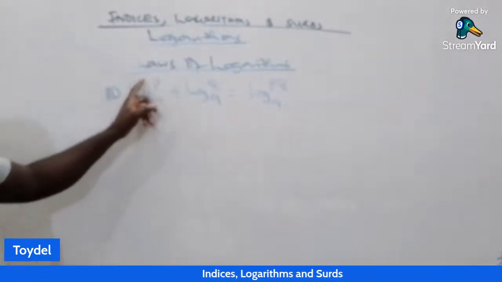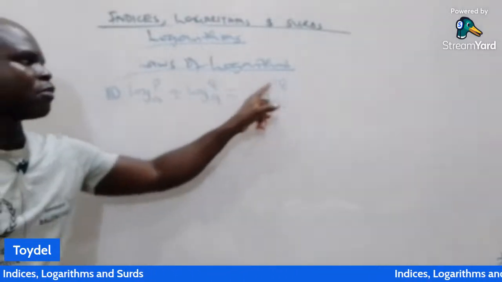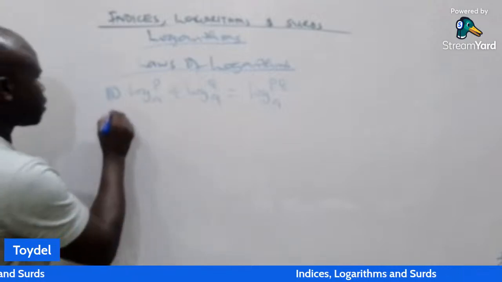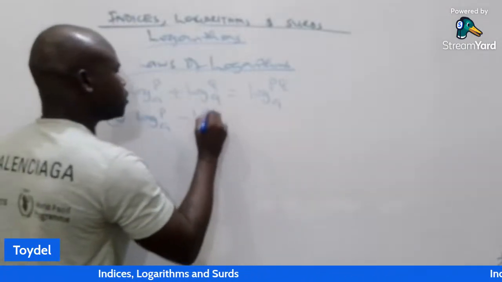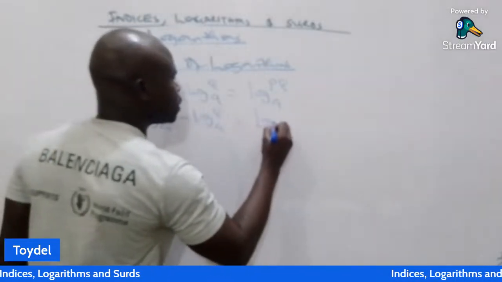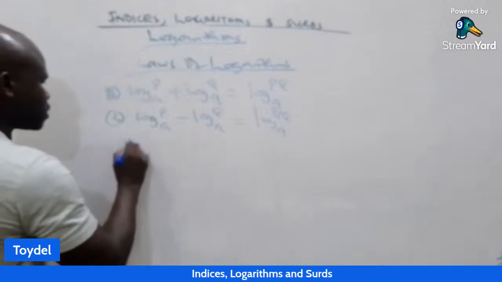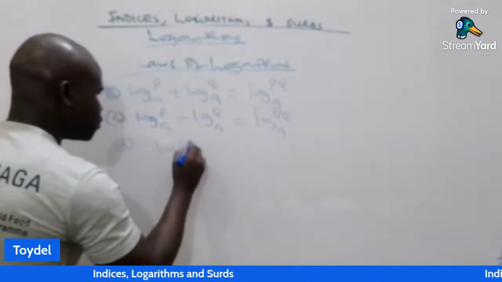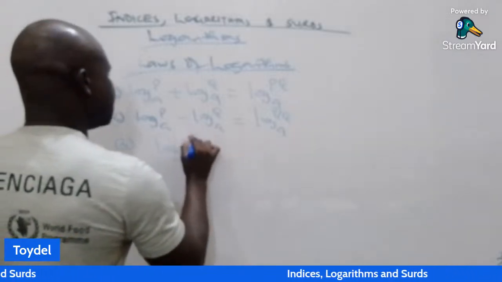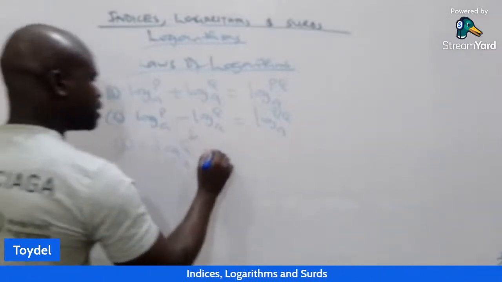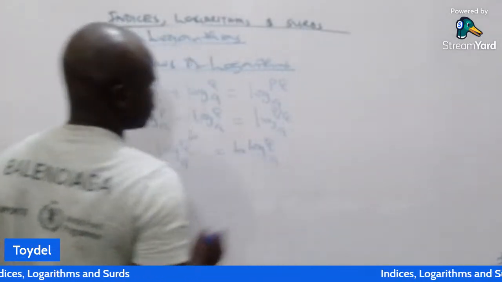That is, if you have log p and log q and the operator sign is addition, you can multiply. You want to combine the two. The second law is like the first: log p base a minus log q base a will be log of p divided by q base a. Then the third law says that if you have log q raised to power b base a, the power b can come down to be b log q base a.